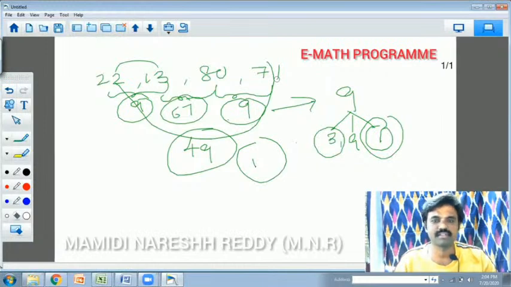Got it, my dear students? So this is the amazing shortcut technique to find the greatest common divisor or highest common factor of the given numbers. So practice it.